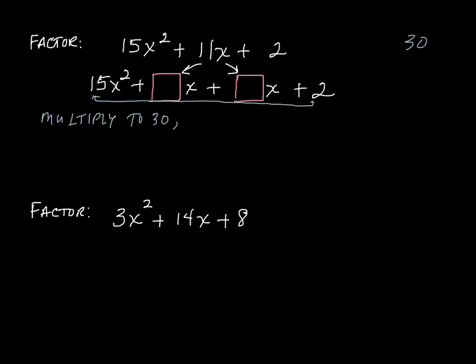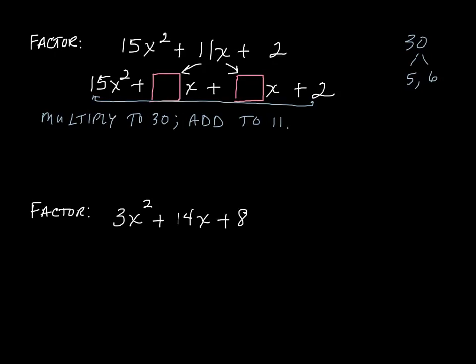But add to 11. The 11 is the coefficient of the middle term. So what two numbers multiply to positive 30 and add to 11? 5 and 6. They multiply to 30 and add to 11. Good, 5 and 6. So we'll take the 5 and 6.